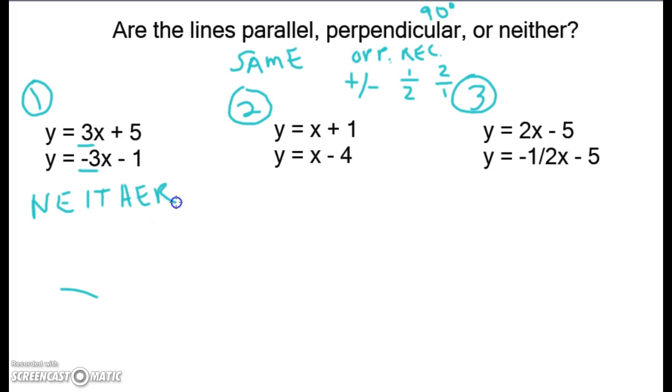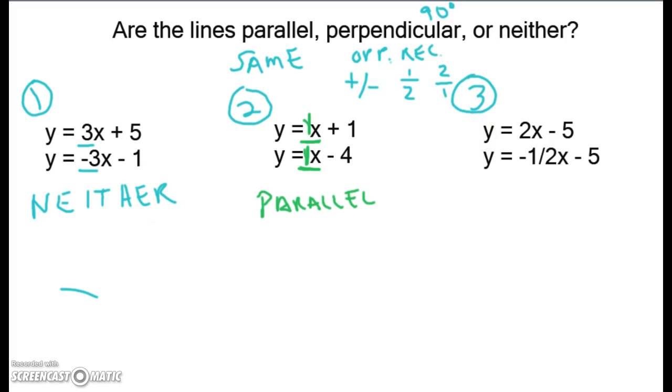All right, let's try the next one. Switch colors up really quick. Okay. In this one, what is the slope of this line? If there's nothing in front of the x, what coefficient do we assume? We assume a 1. All right, so the slope of the first line is 1. The slope of the second line is 1. Are those numbers the same? Yes, they are, which means that these two lines are parallel.